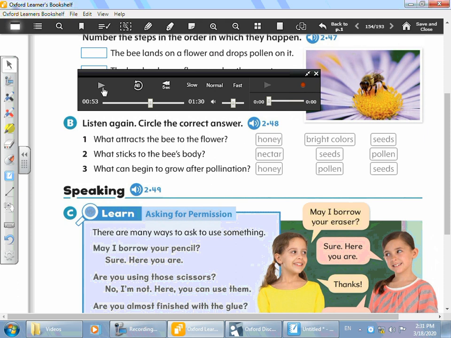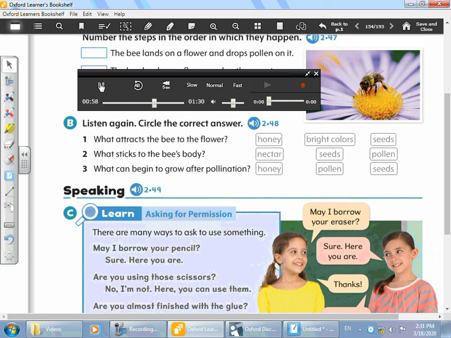Very good. So the pollen sticks to the bee's body. Okay, and finally, what can begin to grow after pollination? We said the pollination is the process of moving the pollen from one flower to another flower. Let's see what happens.